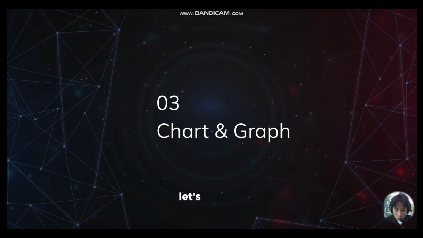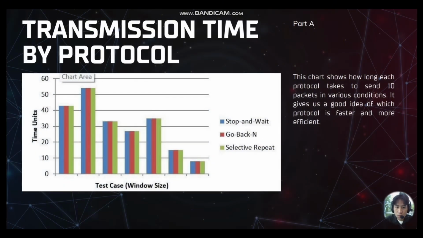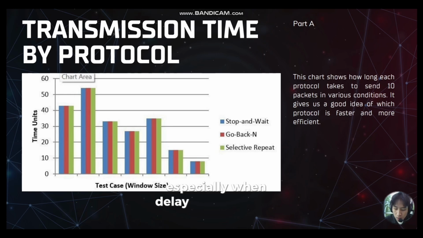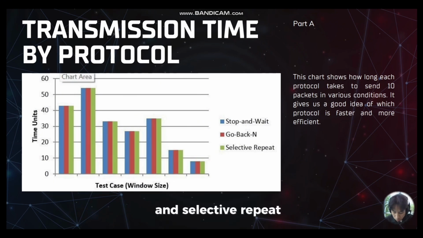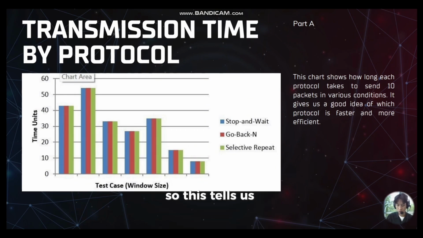Thank you. Let's begin by looking at transmission time. This chart shows how long each ARQ protocol took to send the test packets in different conditions. You can clearly see that stop and wait takes the most time, especially when delay or loss are involved. Go-Back-N improved as the window size increased but still performed rather poorly. Selective repeat performed the best with lower transmission times across all test cases. So this helps us use the network more efficiently.